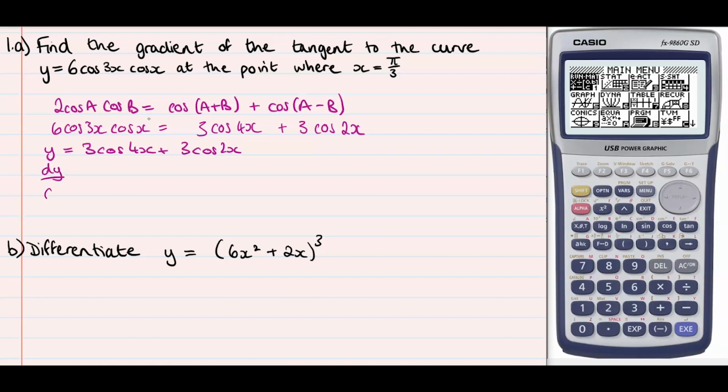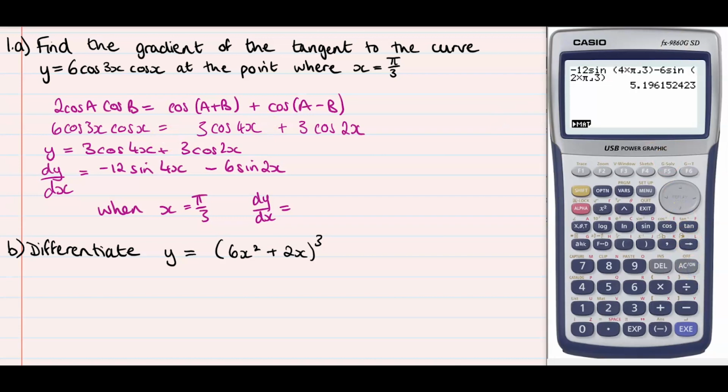So dy by dx will be equal to, well, cos goes to negative sine, and we multiply by the inside of that function there, so we get negative 12 sine 4x and negative 6 sine 2x. When x is pi by 3, dy by dx is equal to, and we'll do it all on the calculator over here. And we get the answer of 5.2.